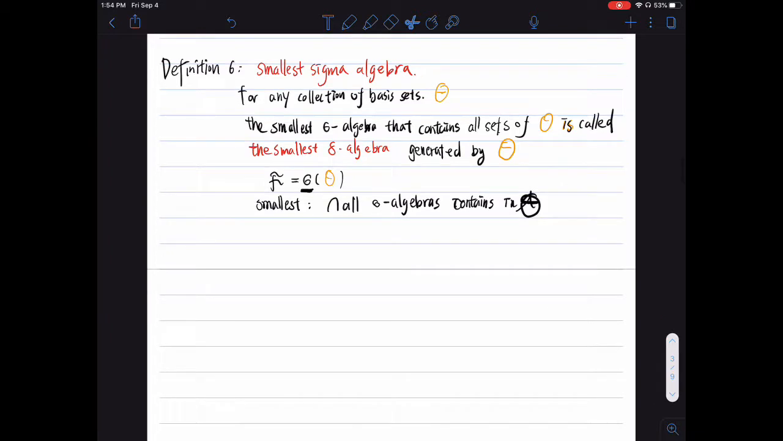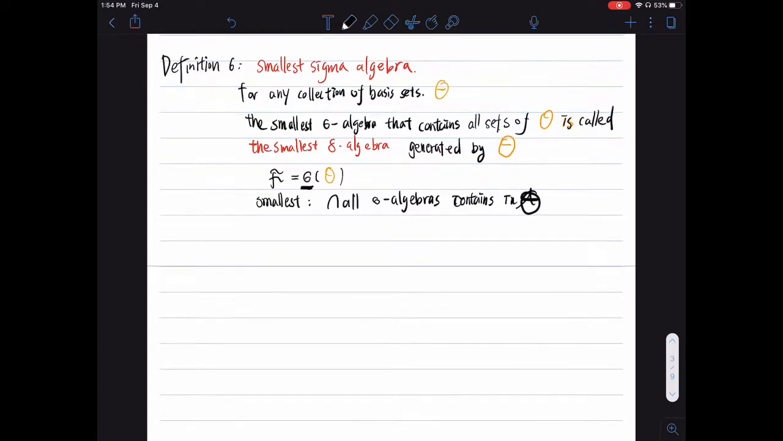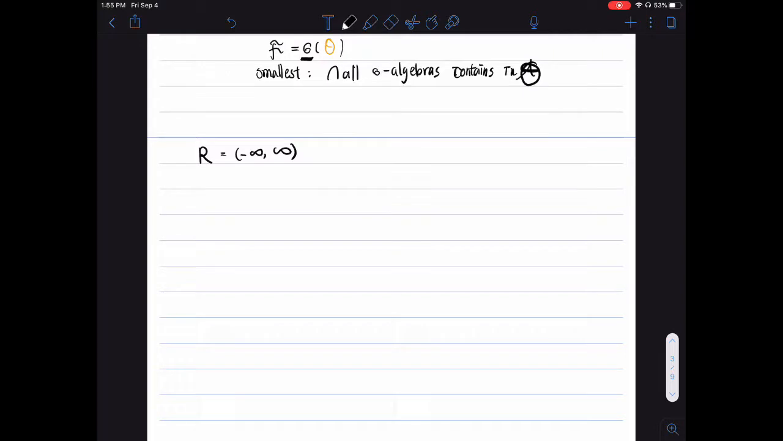So let's look at an example of how to generate a sigma algebra. Imagine we have a sample space that happens to be the real line. And we know that the real line is uncountable. There are infinitely many elements in the real line. Because it's an uncountable set, ideally we want to find subsets of this real line and generate a sigma algebra from the subsets.